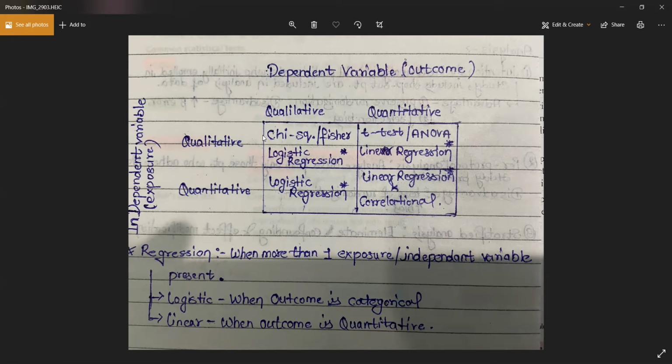If my study has an exposure or the independent variable as a qualitative variable, and I want to assess the outcome on the basis of yes, no again, then I can use chi-square or the Fisher, or I can also use the logistic regression.